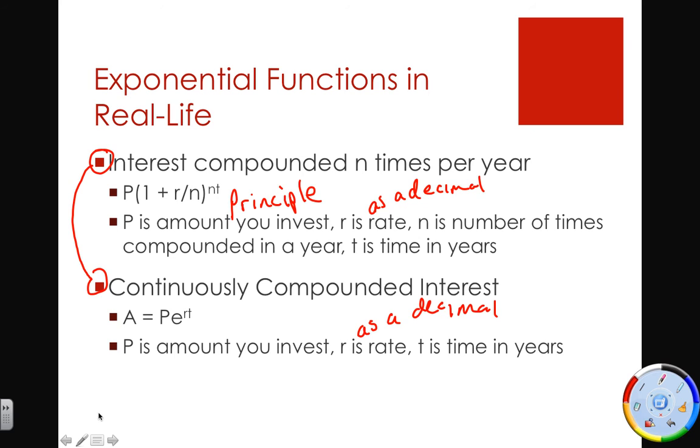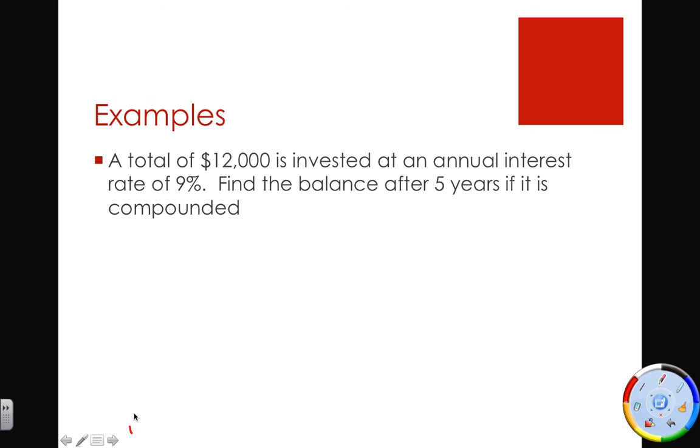So let's go ahead and use both of these formulas in a single question. A total of $12,000 is invested at an annual interest rate of 9%, and I want to find the balance after 5 years if it is compounded first quarterly. So that means it's not continuous. So I want A equals P times 1 plus r over n to the power of nt.